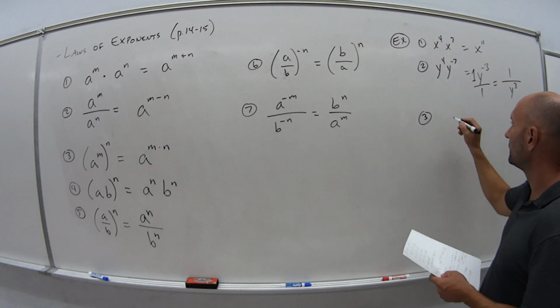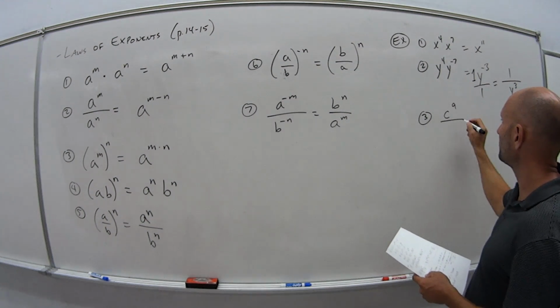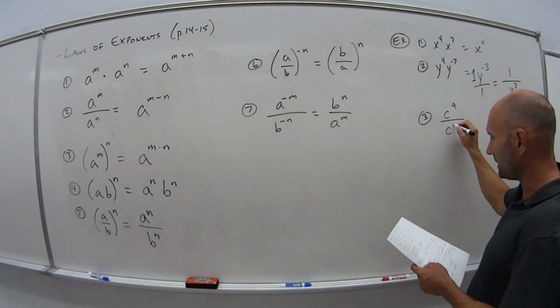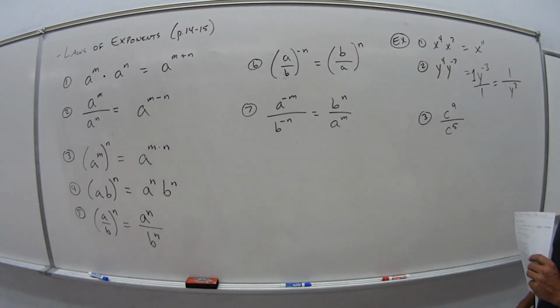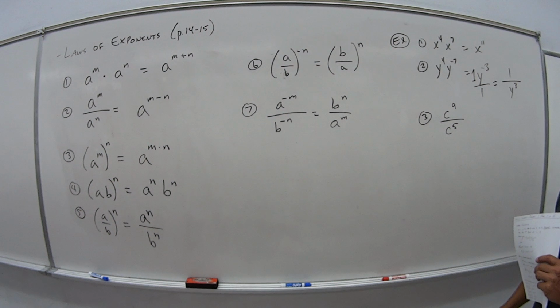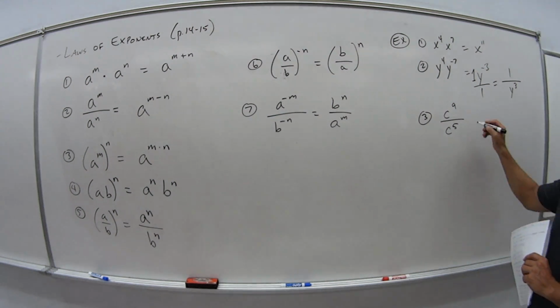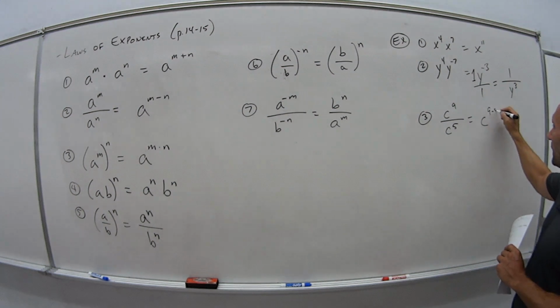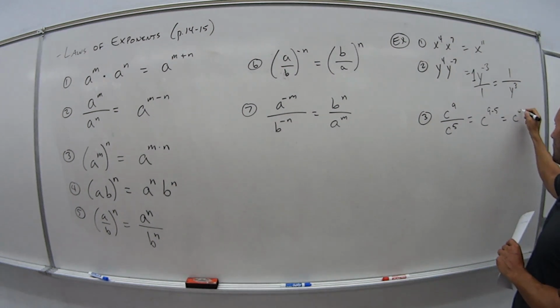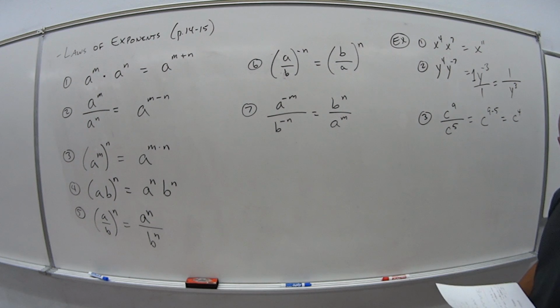Number 3, c to the 9th power over c to the 5th power. So try that one. All right, this is what? This is number 2. So it's going to be c, the numerator minus the denominator. 9 minus 5 is 4. So you should have ended up with c to the 4th power.